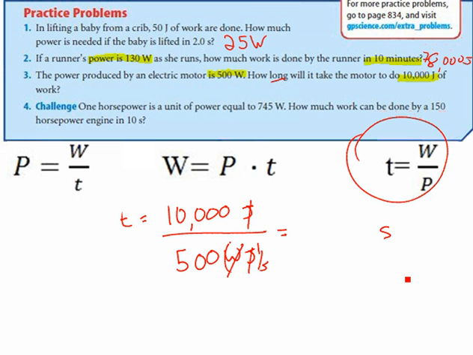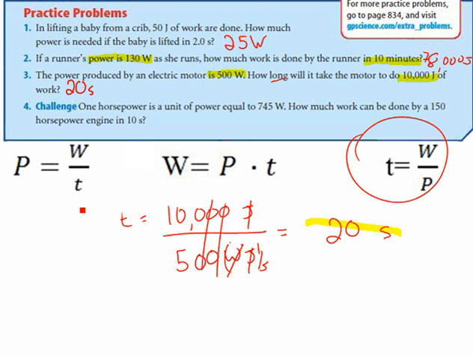10,000 divided by 500, we know that pretty easily. That's going to be 20 seconds. We can just go ahead and cancel out our zeros, and we can see it's 100 divided by 5, which is 20 seconds. And that is our answer. So for how much this electric motor can do, 10,000 joules worth of work, it's going to be 20 seconds.